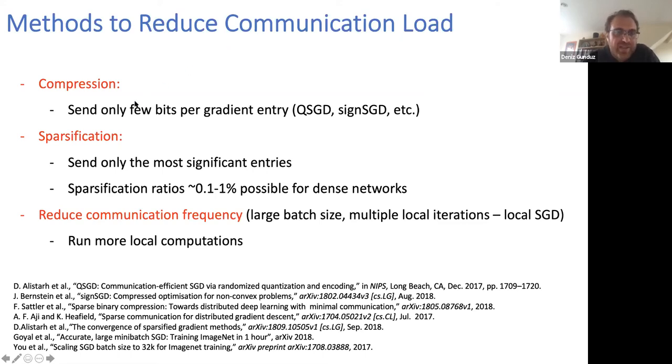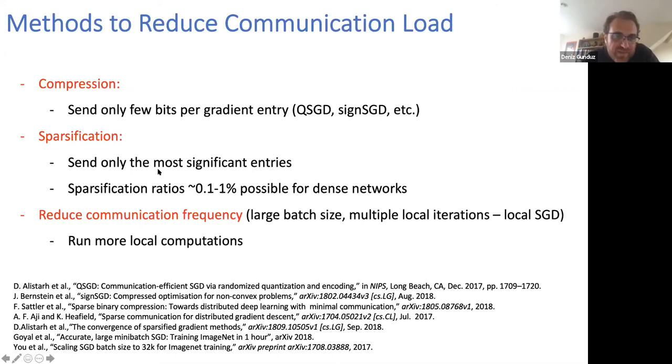So now you're sending these gradients or model updates, which of course can be huge depending on the model that we are training. So how can we send as few bits as possible for each of these updates? Typical approaches, with QSGD, SignSGD, quantize these updates into as few bits as possible.